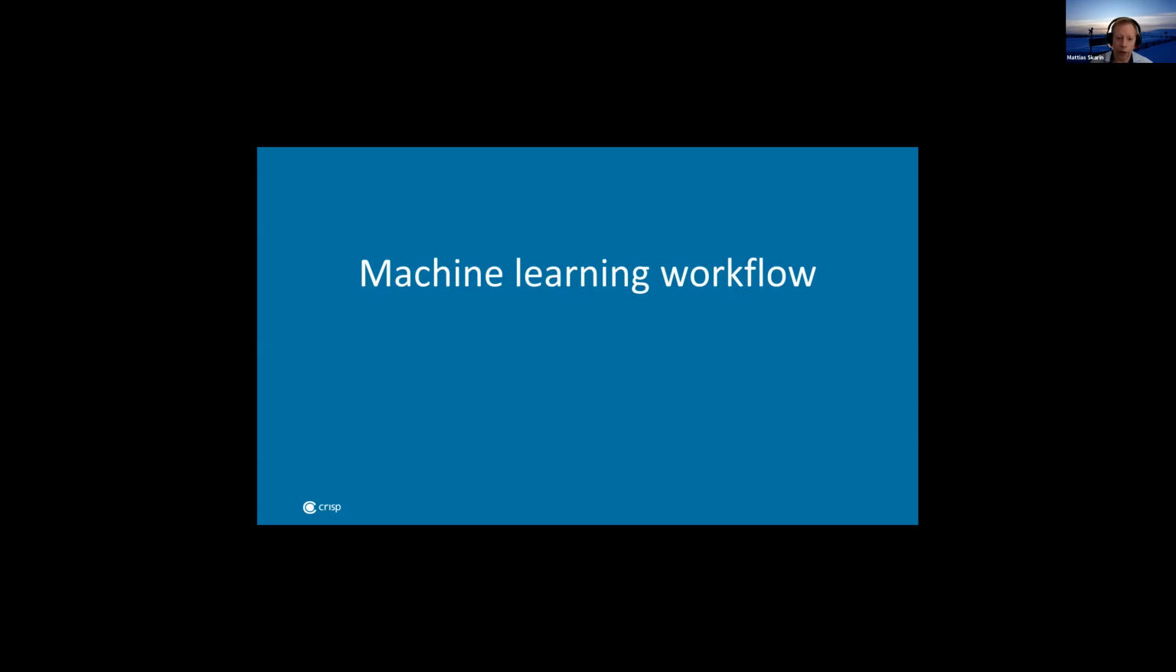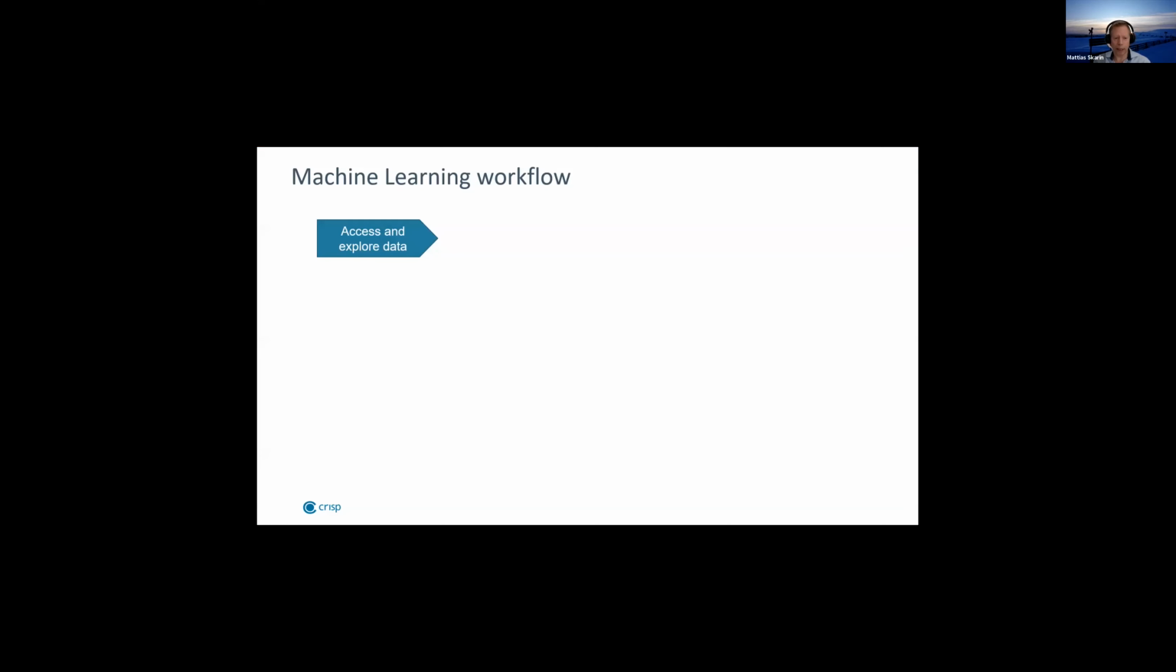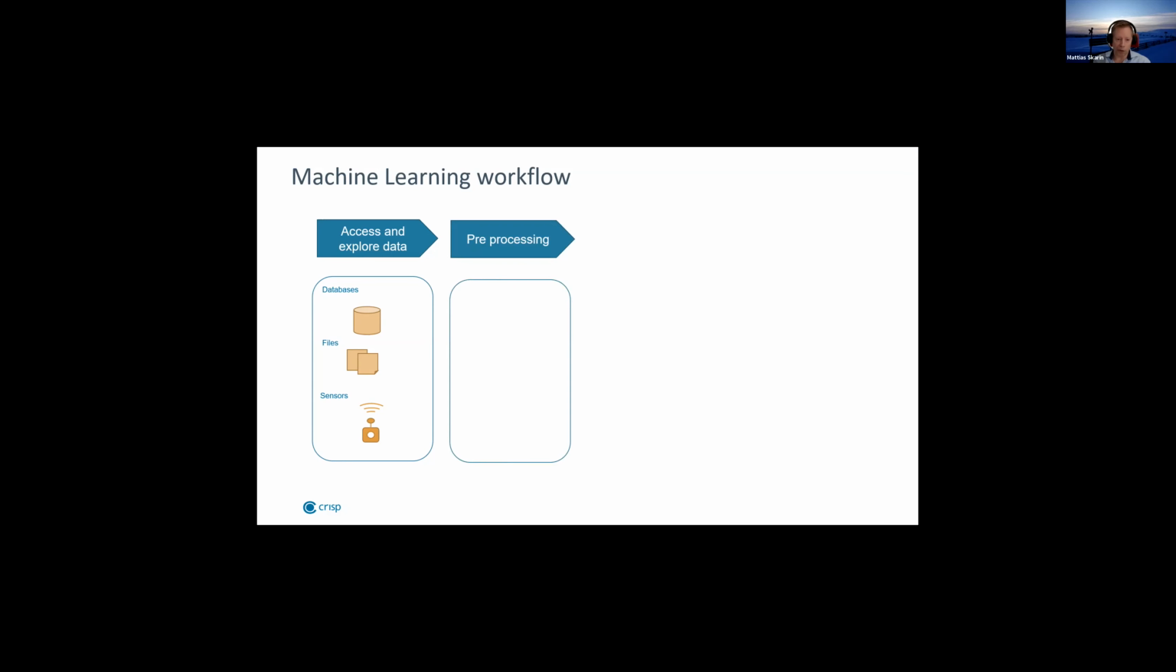So if you would look into how the workflow happens when this is being developed, and we look a little bit under the hood, there are a couple of phases that we go through. So first phase is basically access and explore data. Sensors, databases, files, it's just getting the data. Then there's a step of pre-processing where we actually need to make the data ready to be used. Clean it, filter it. We might make some transformation and normalizing on it.